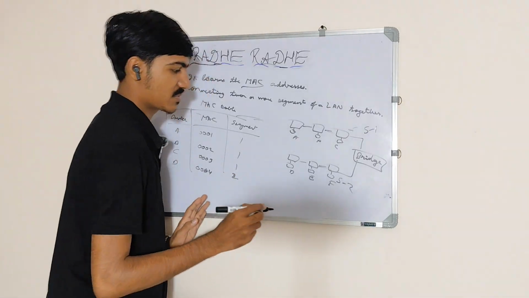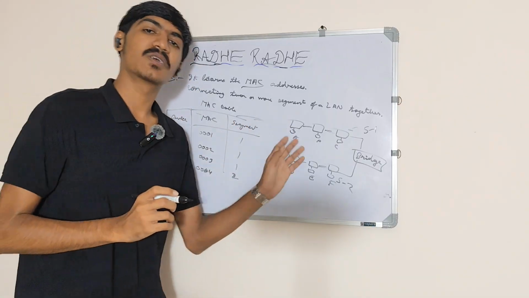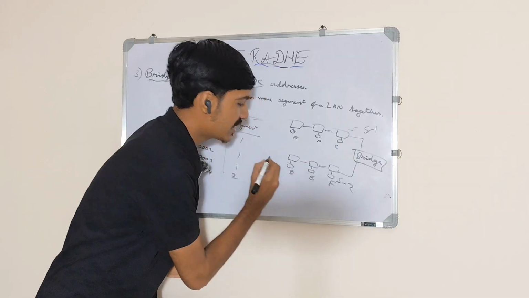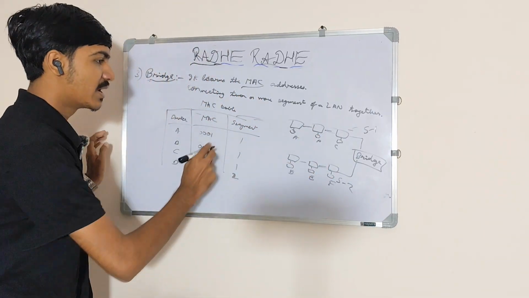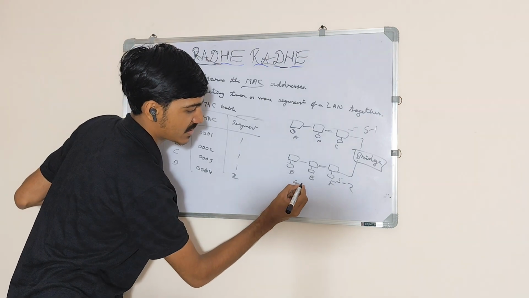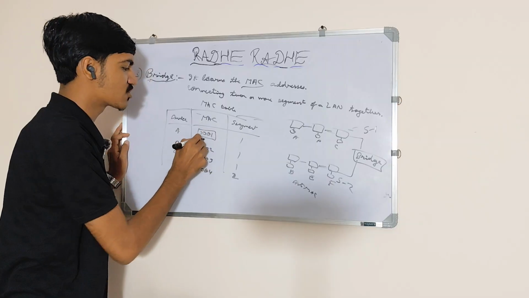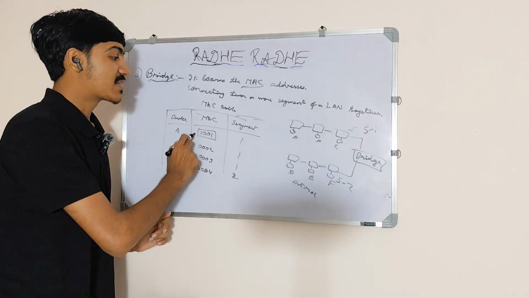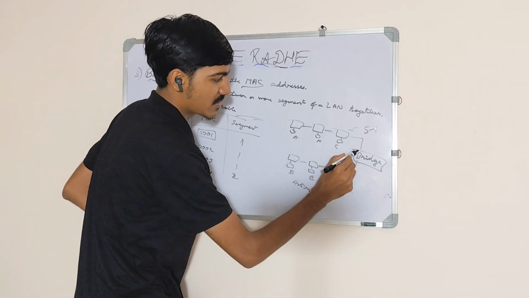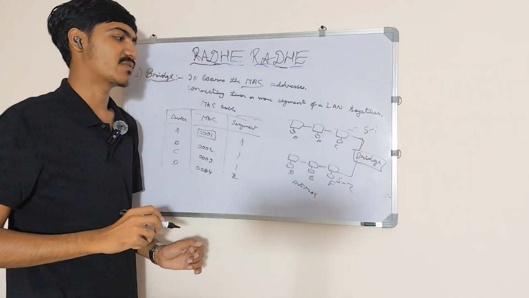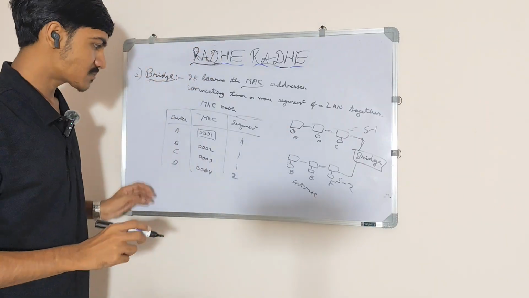Now suppose D wants to send data to A. D creates the data and sends it out to the bridge. Now the bridge will check the destination MAC address. The destination MAC address is nothing but A's MAC address, 0001. It is of device A. It checks in which segment it is residing. It says it's residing in segment 1. So the bridge says, okay, forward the data to segment 1. It will reach device A, complete.